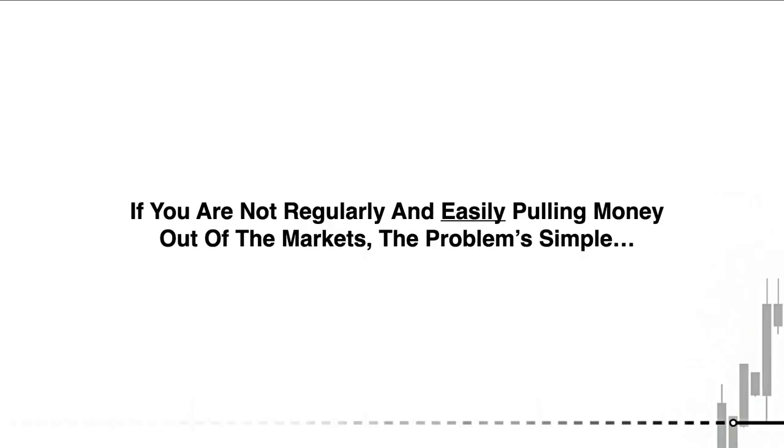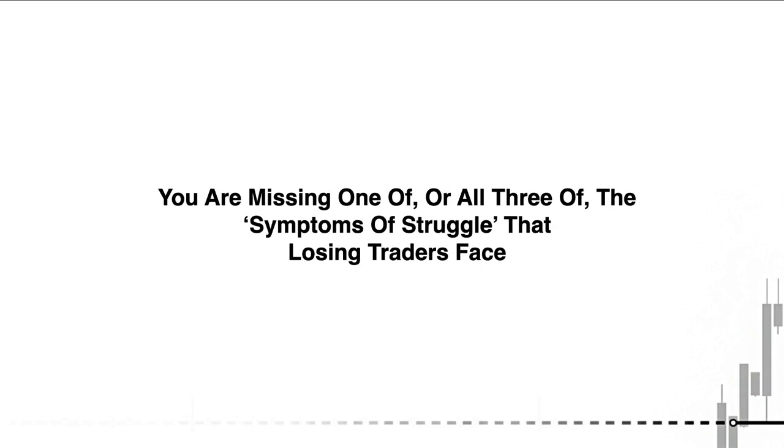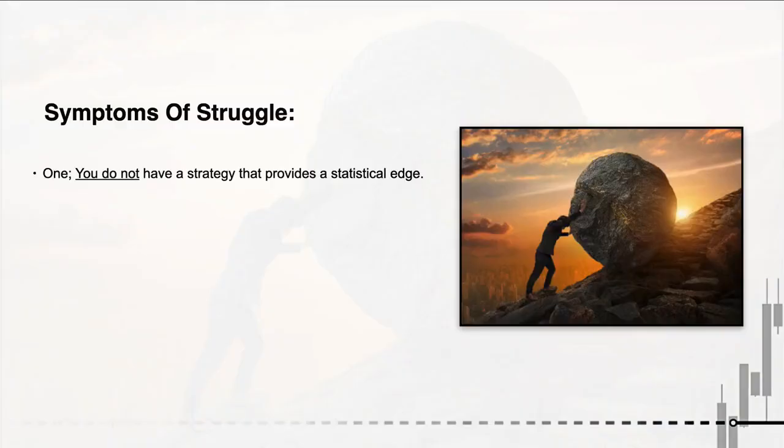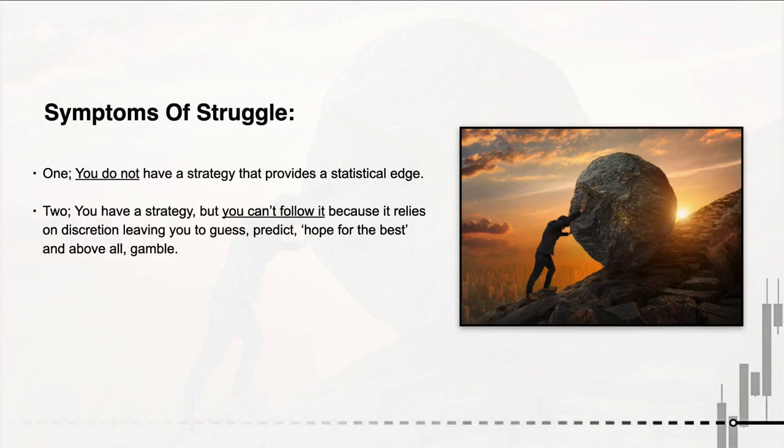If you are not regularly and easily pulling money out of the markets, the problem is simple. You are missing one of, if not all three of, the symptoms of struggle that losing traders face. Number one, you do not have a strategy that provides a statistical edge. Number two, you have a strategy, proven or non-proven, but either way, you can't follow it because it relies on some form of discretion, leaving you to guess, predict, hope for the best, and above all, gamble.